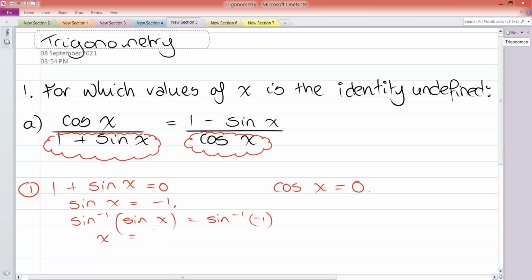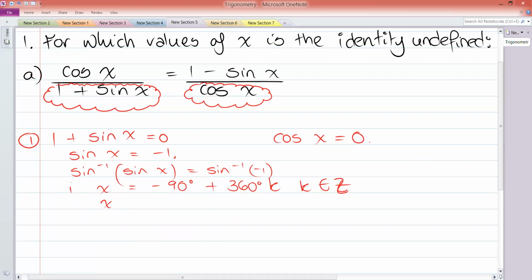On your calculators, remember, reset it, and make sure that the letter that's showing on your calculator is D. If it's an R or G, you're going to get incorrect answers. So inverse sine -1, we get -90 degrees. This is the first general solution, -90 degrees plus 360 degrees K, and K is an integer. Then the second one, 180 degrees minus your -90, plus 360 degrees K. K is an integer.